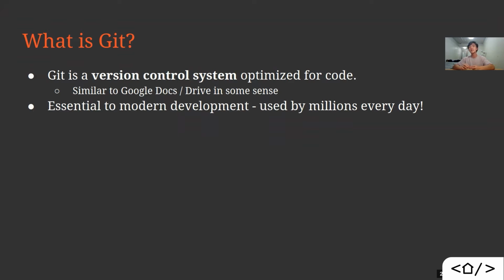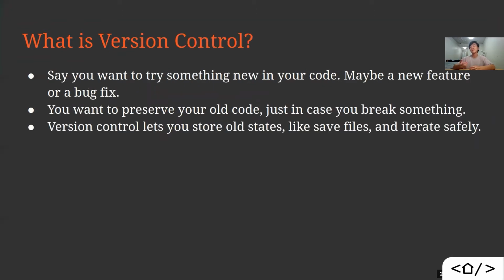In that sense, it's really similar to Google Docs, to Google Drive, and a little bit like Dropbox, in that it lets you upload files and track changes along those files. It's really essential to modern development and it's used by millions of developers every single day. Pretty much if you want to get into computer science, you will at some point need to learn how to use Git. So essentially, what is version control?